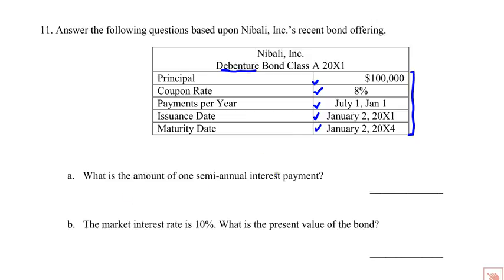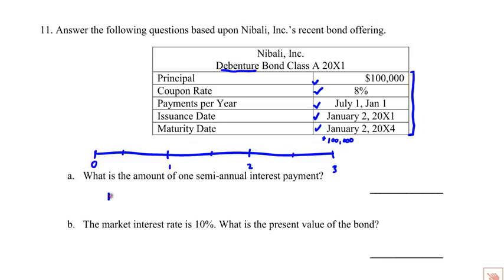The first question is, what is the amount of one semi-annual interest payment? So why do we need to know that? What you're doing with bonds is you're just creating your own time value of money problem. So we have 3 years. I mentioned that you're going to pay the $100,000 in principal at the end. And then along the way, every 6 months, you're going to have 6 interest payments.